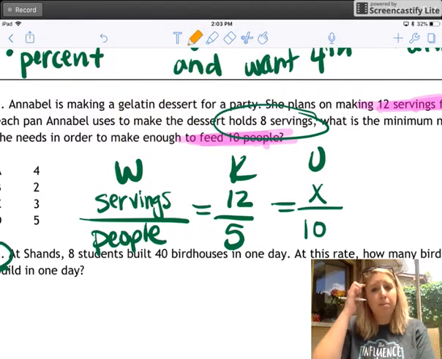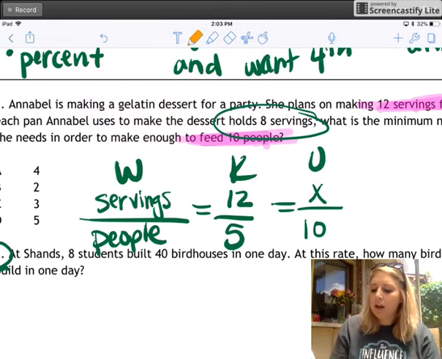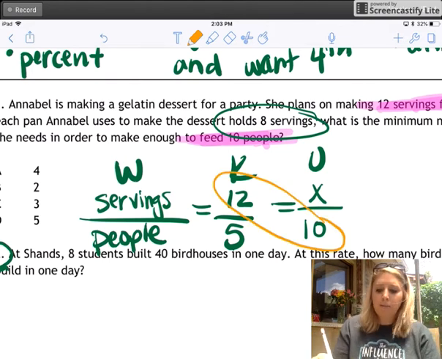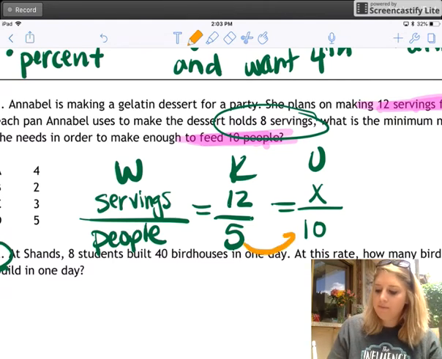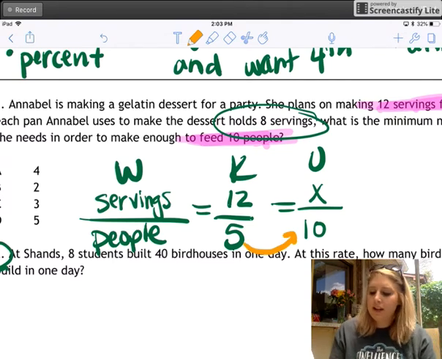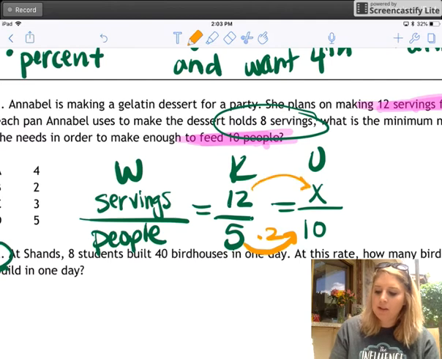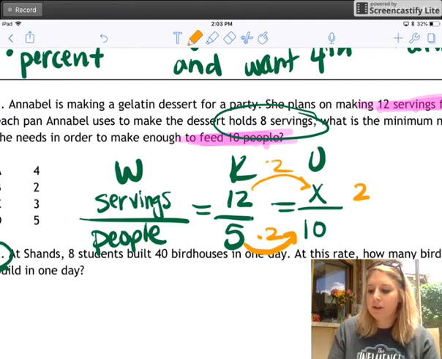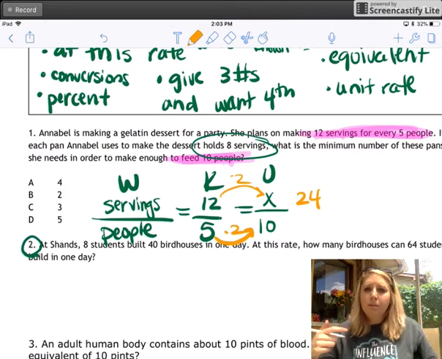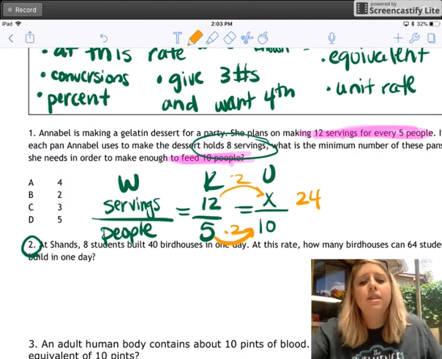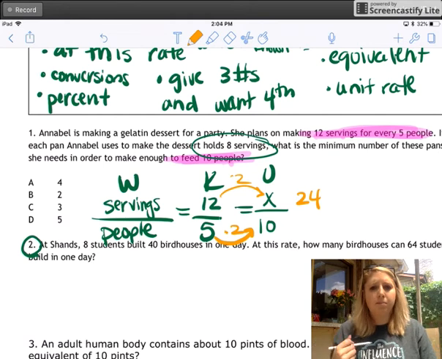All right, so we have a couple different options that we know about. We can cross multiply 12 and 10, and then divide by 5. But I see something easier, what we call circle math. I know to get from 5 to 10, I multiply by 2. So then I multiply by 2 here, and I would get 24. So that means I need 24 servings. But 24 is not my answer choice, and that's where that 8 servings comes into play.